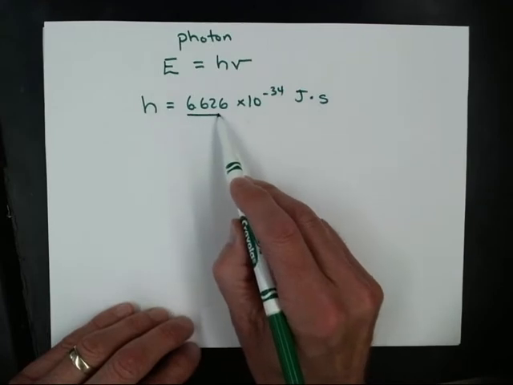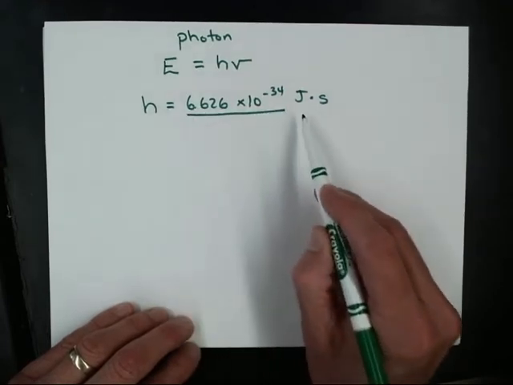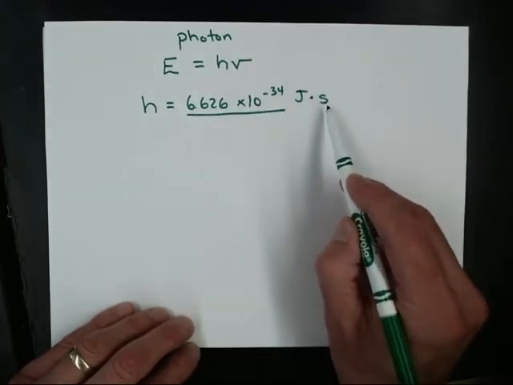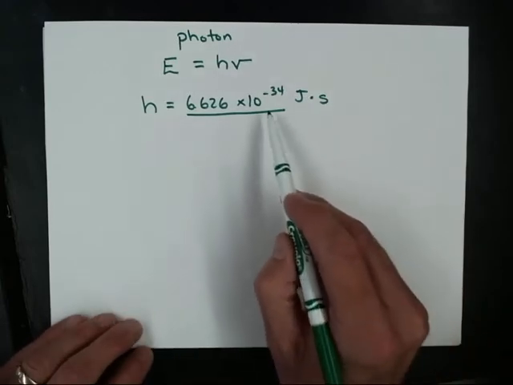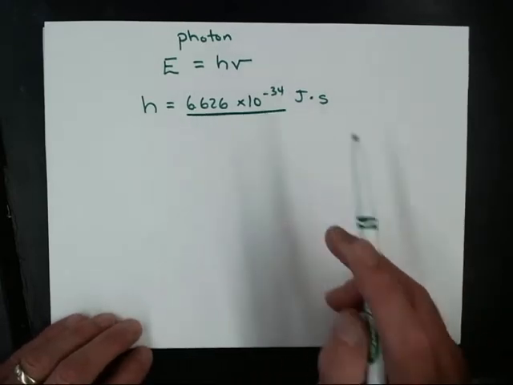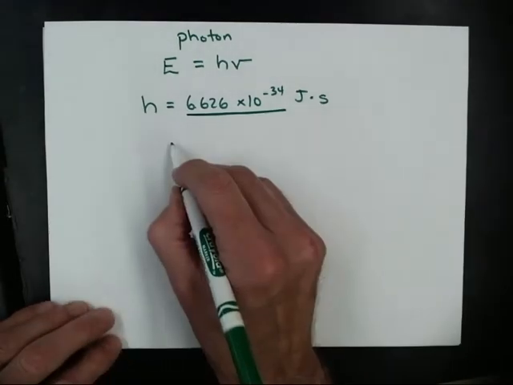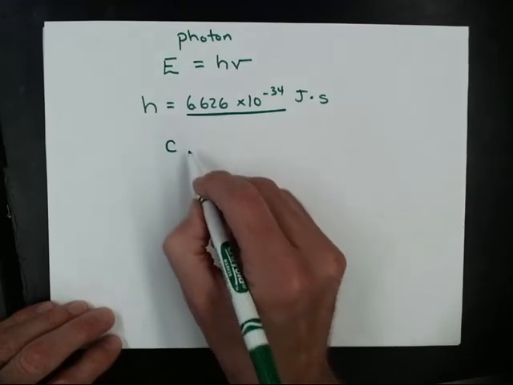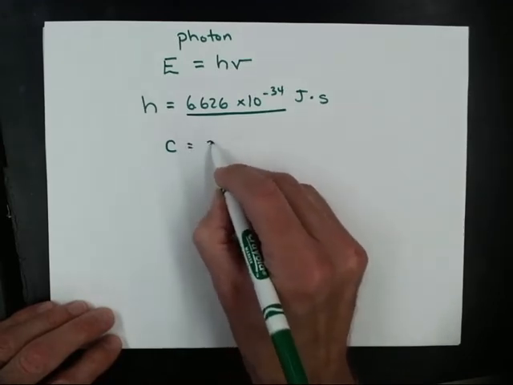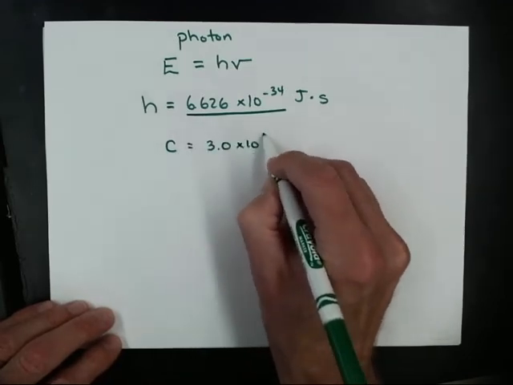So you can see that's a really small number, and that actually makes sense because if we remember that the frequency of photons is extremely high, of course, we're going to need to multiply that by a very small number to get reasonable values. Now, if we remember that the speed of any wave, a light wave, of course, speed is 3 times 10 to the 8 meters per second.